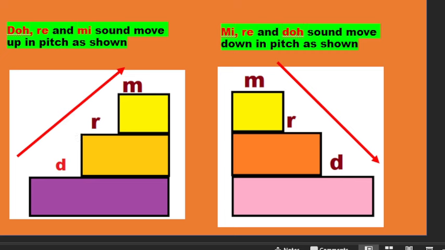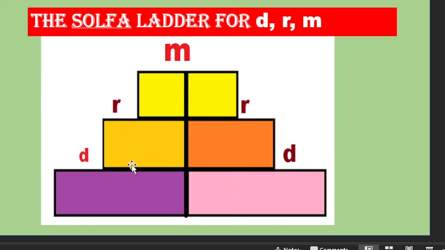When you look at this solfa ladder here, we are starting from do, re, then mi. So you see do, re, mi, mi, re, do. When you go up, it is ascending; when you go down, it is descending. Mi, re, do, that's the descending. This is how the solfa ladder of these three solfa syllables looks. So you say do, re, mi, mi, re, do.